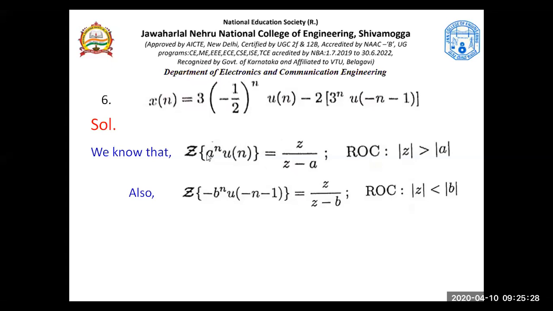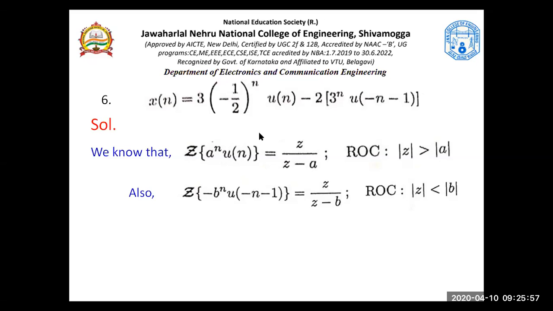Now, just compare this signal with this. So in place of A, you have minus half. And in place of this, you have minus 3. If it is minus 3, it is still 3. In place of B, it's as good as having 3. But in place of A, it's minus half. Understand that? So you have to take care about that.